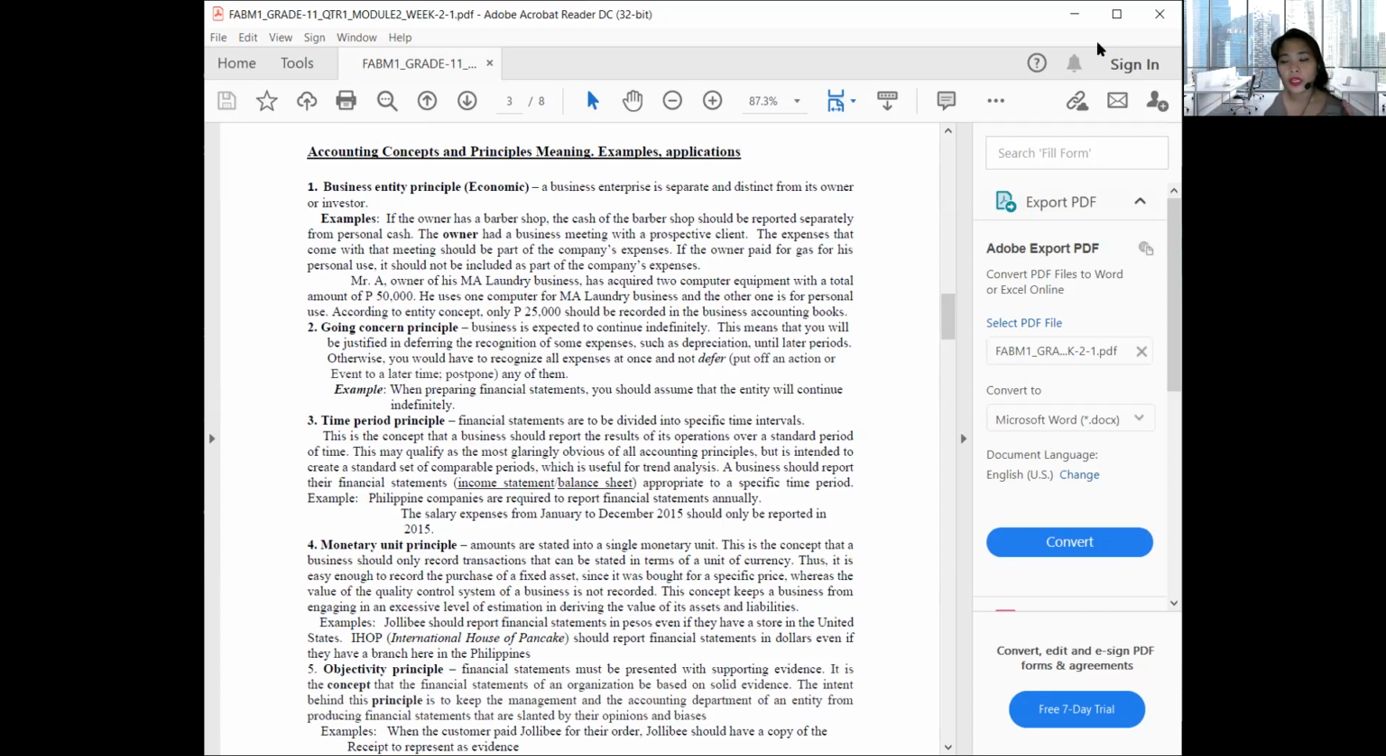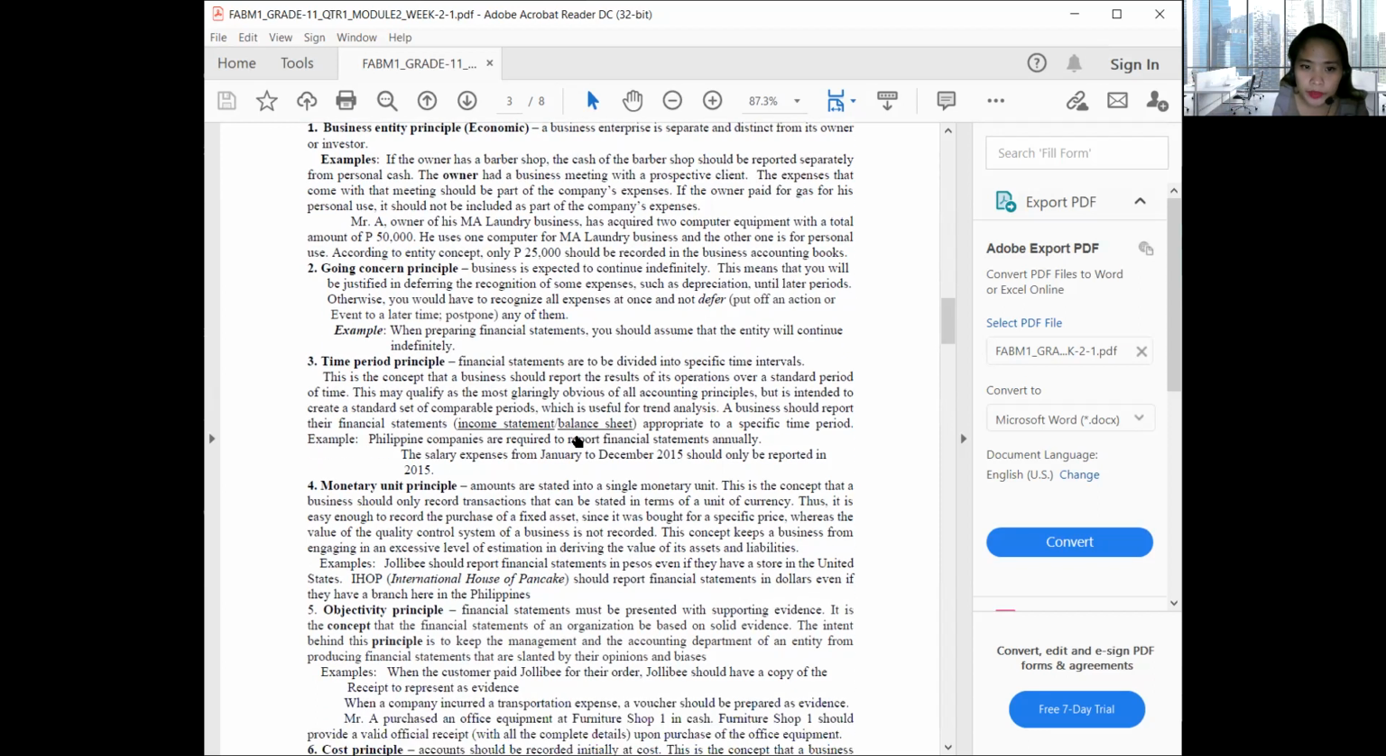So ngayon, pag ikaw nag-invest ka ng pera, you have 100,000 pesos, you want to put up your own barbershop, and then that 100,000 pesos ay nilagay mo sa business. That 100,000 pesos doesn't belong to you anymore. It belongs to the business. Kaya business entity principle, they are separate, magkahiwalay. Okay? Going concern principle, ayan, na-mention na natin kanina yan.